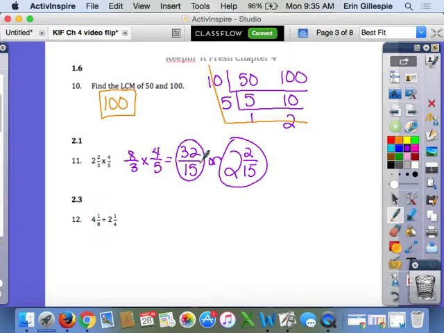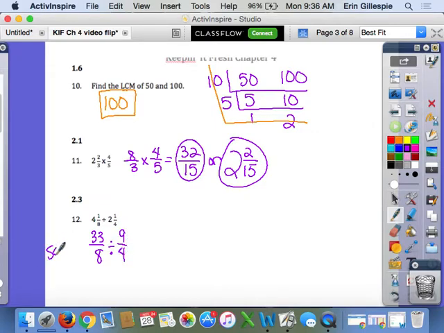2.3, 4 1/8 divided by 2 1/4. We need to make these both improper first. So 4 times 8 is 32, plus 1 is 33. Still division for right now, because all I'm doing is making them improper fractions. 2 times 4 is 8, plus 1 is 9.